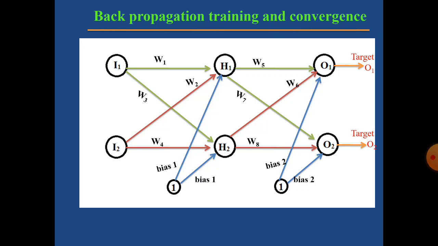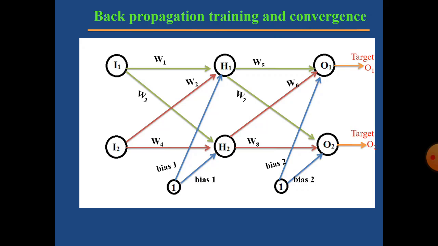Okay. So first of all, what is backpropagation? Backpropagation is the essence of neural network training. Okay, so what is the essence? Essence means that backpropagation is the important quality or important concept of neural network training.